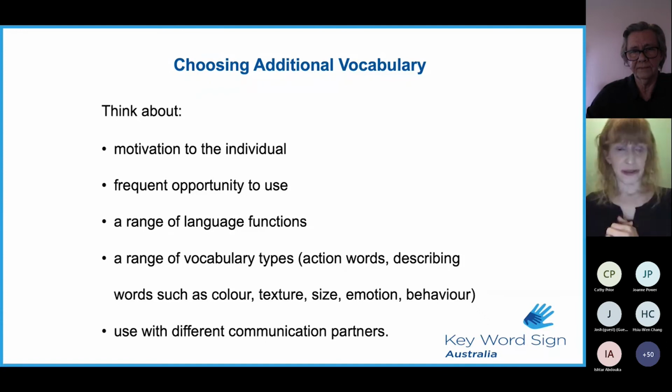And then we also want to be thinking about using that vocabulary that the child might be able to use with different communication partners. So essentially, we're looking at vocabulary that a child can use across a lot of different contexts. And again, we come back to that concept of interaction. What can the child use to interact with others?